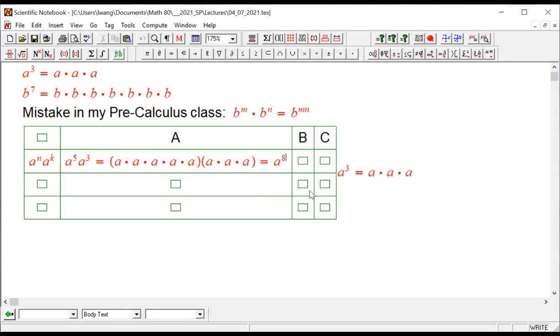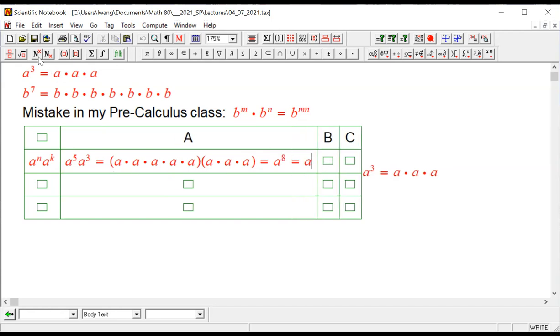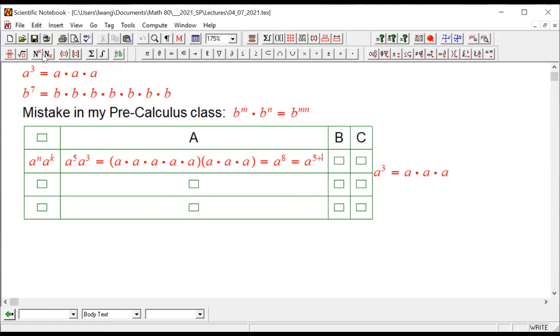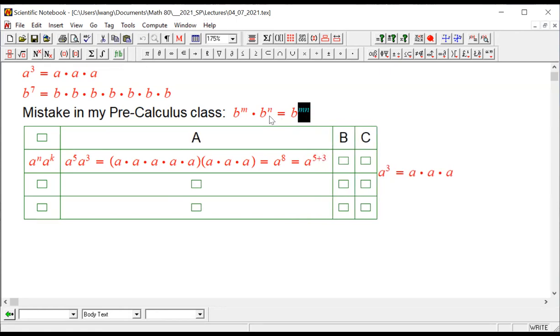How else can we get 8? 5 plus 3. Does that make sense? And that is how you figure out the formula, which is a to the power of 5 plus 3. So now you know why this is a terrible mistake, right?